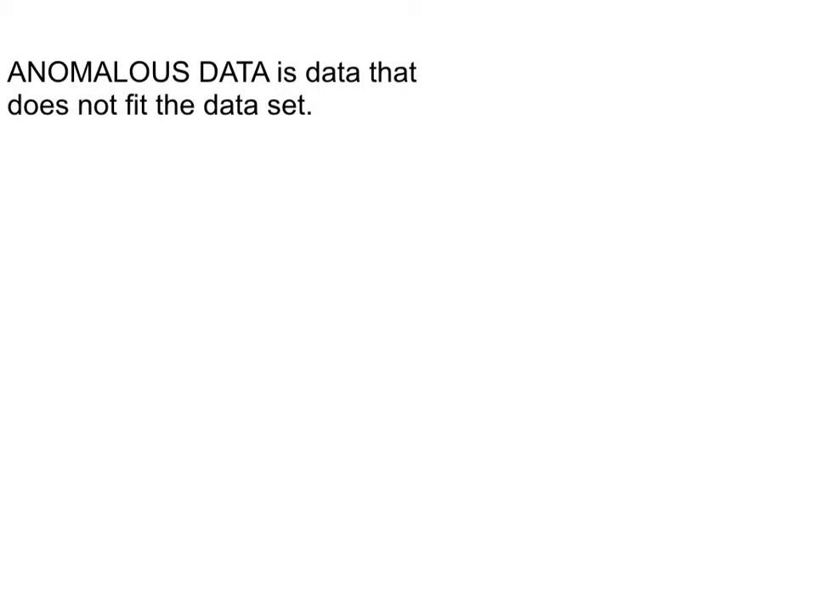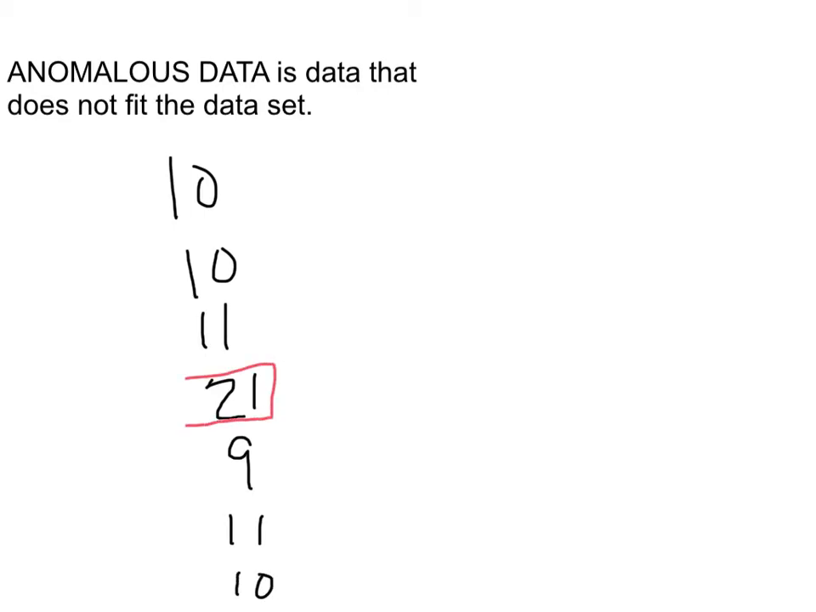Anomalous data is data that does not fit the data set. Let's say you're collecting data. You're measuring something, and you're getting numbers that are pretty much the same, except for one number. Why is that number wrong? You have no idea, but you need to find out. This number is anomalous. It does not fit the data set.